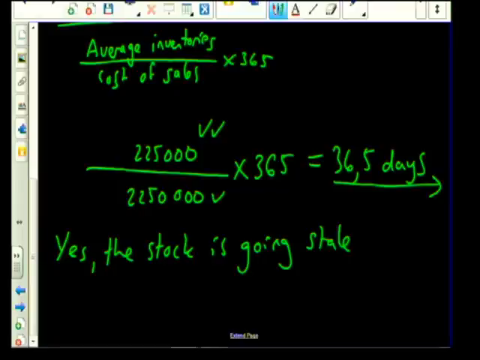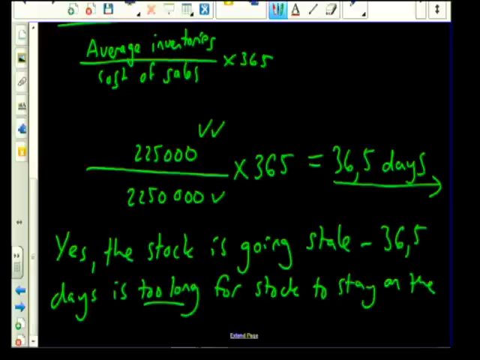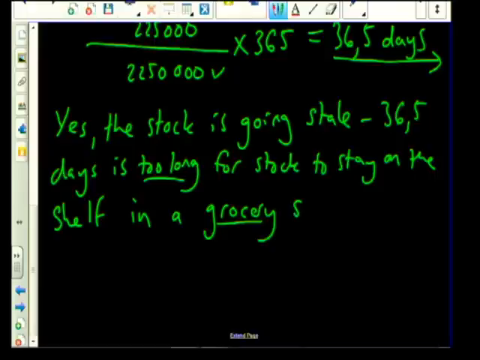Okay, and then to motivate it, we have to say something along the lines of 36.5 days is too long for stock to stay on the shelf in a grocery store. When calculating this ratio, you have to refer to the type of business. In a grocery store, this is certainly unacceptable. It would also be unacceptable in something like a magazine store that sells, or a newspaper store which sells a newspaper every day. You can't keep an old newspaper on the shelves for 36.5 days.